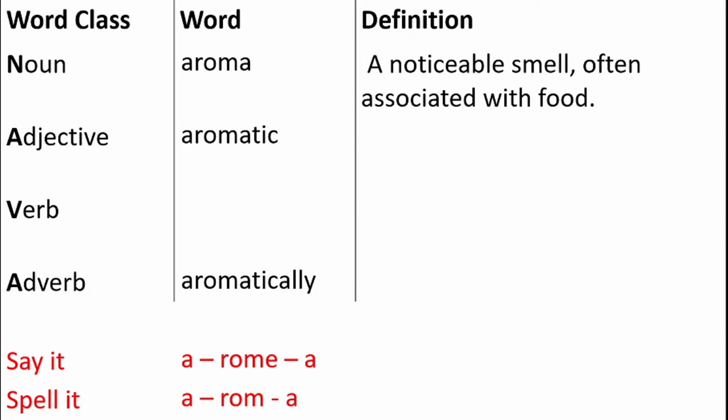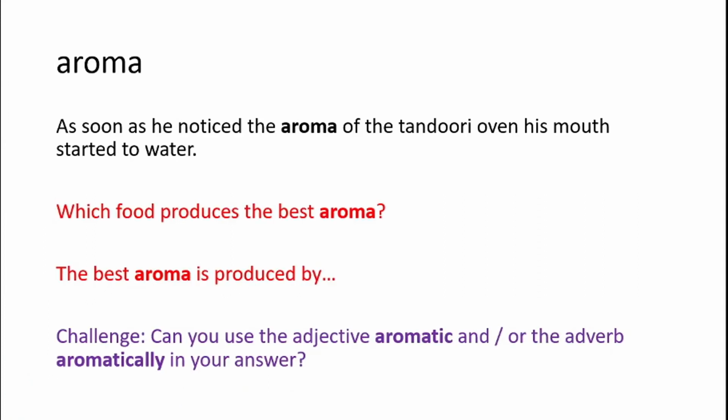So you've got two different words to describe smells, those last two words, but this one's more associated with food than the previous one was. So an aroma is a smell we associate with food. Let you pause to write that down. And then we'll move on to the next slide. In this slide, I've used that word in a sentence. As soon as he noticed the aroma of the tandoori oven, his mouth started to water.